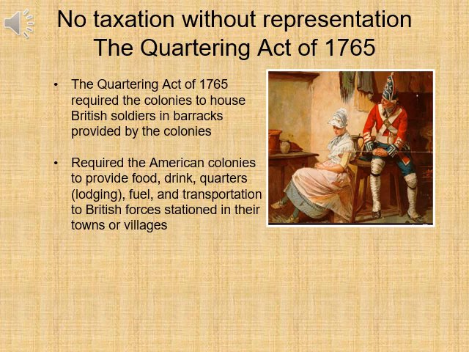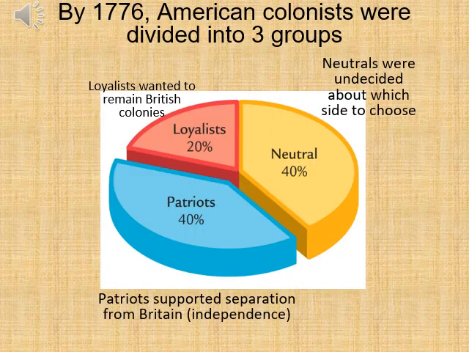And finally, the Quartering Act of 1765 required the colonies to house British soldiers in barracks provided by the colonies. This required the American colonists to provide food, drink, lodging quarters, fuel, and transportation to British forces stationed in their towns or villages, all without the equal rights of representation in British Parliament.